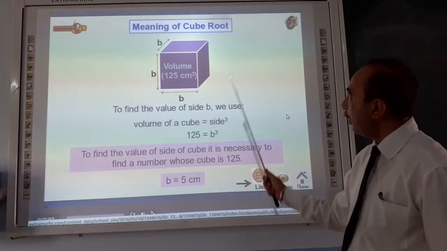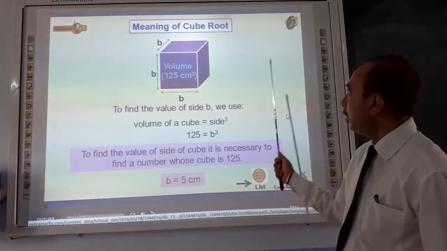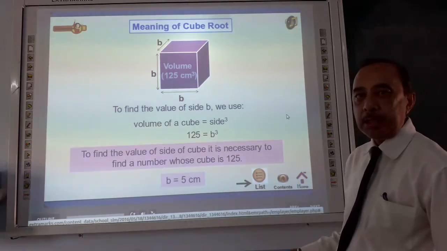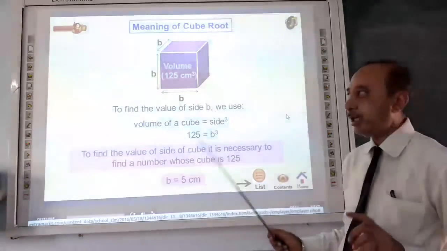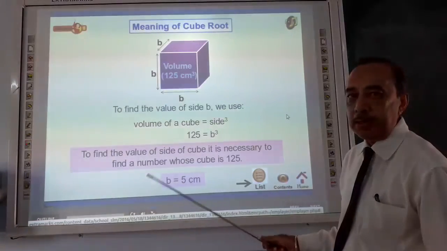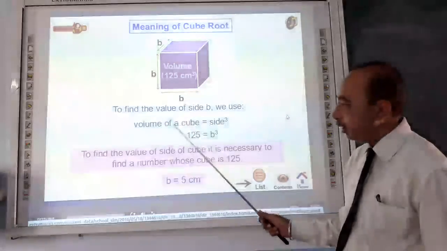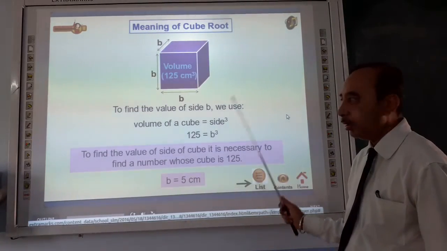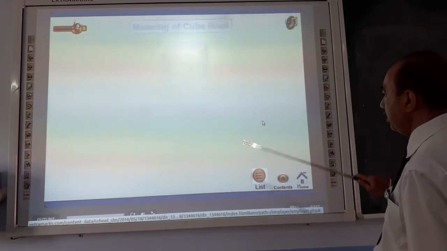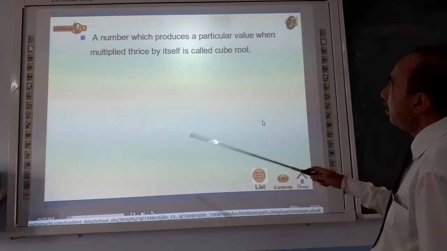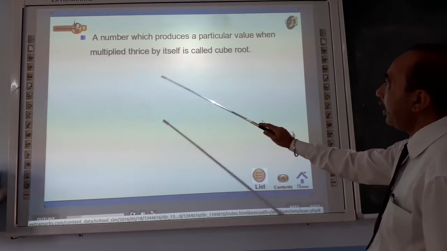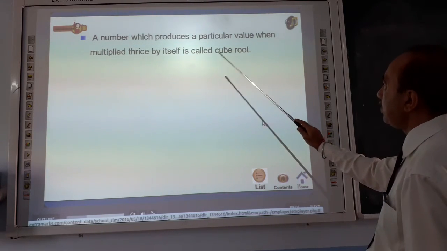Actually, when we factorize the cube of a number, then we make the triplets, sets of 3s, and we multiply for each set only one time, and then we get the cube root of the given number. Let us go to the example sum. A number which produces a particular value when multiplied thrice by itself is called cube root.